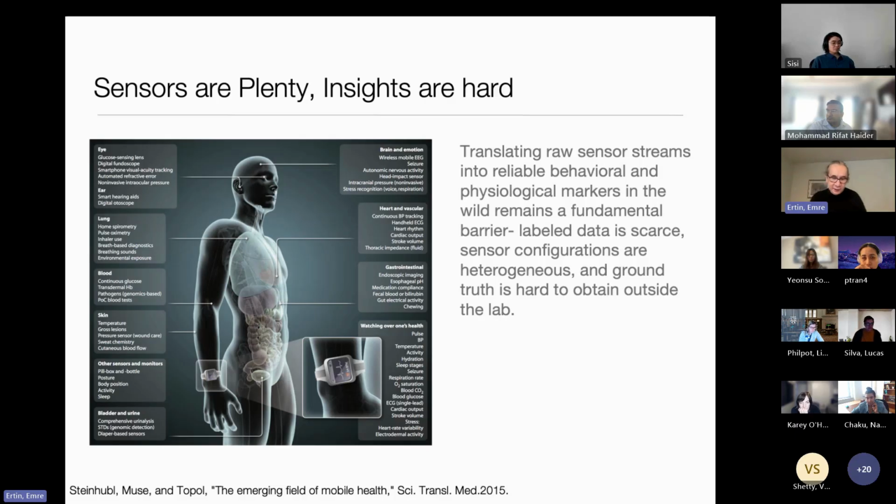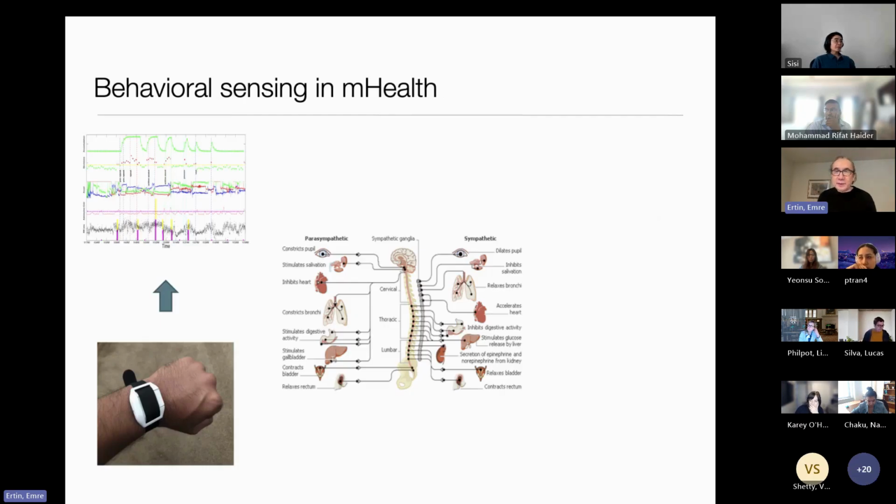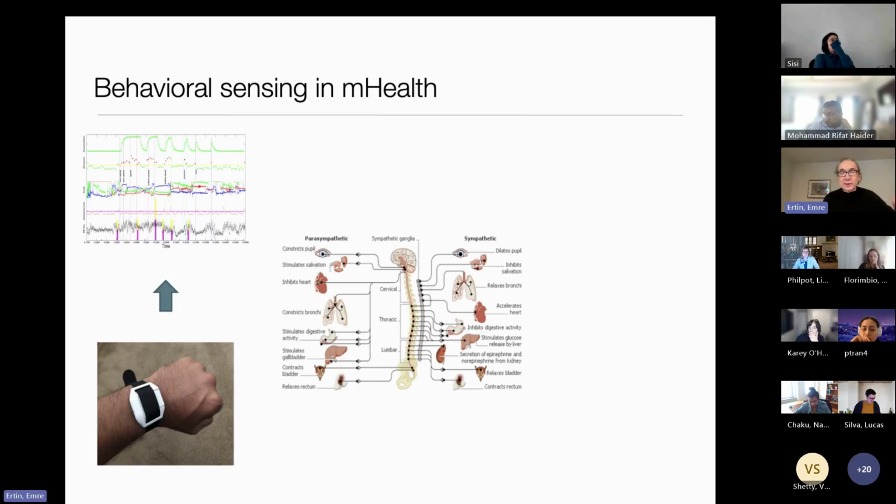It's not clear whether we can take these raw sensor streams and create the behavioral and physiological markers that will help us in our research. So the key challenge is to take the sensor data and turn it into biomarkers that we could use in studying disease progression, etc. Very simplistically, the chain in mobile health from sensing to interventions goes like this. We are monitoring our physiology through sensors that we are wearing.